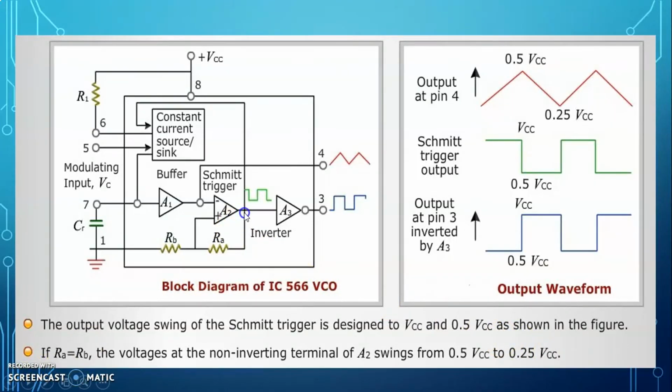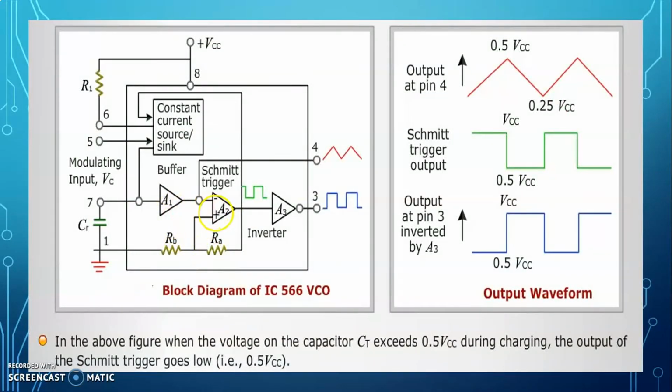Initially assume the Schmitt trigger output is equal to VCC and the non-inverting input terminal voltage is equal to 0.5 VCC, because here RA is equal to RB. Here the resistors RA and RB act as the voltage divider network and provide the positive feedback to the Schmitt trigger. Hence the voltage at the positive terminal is equal to 0.5 VCC.